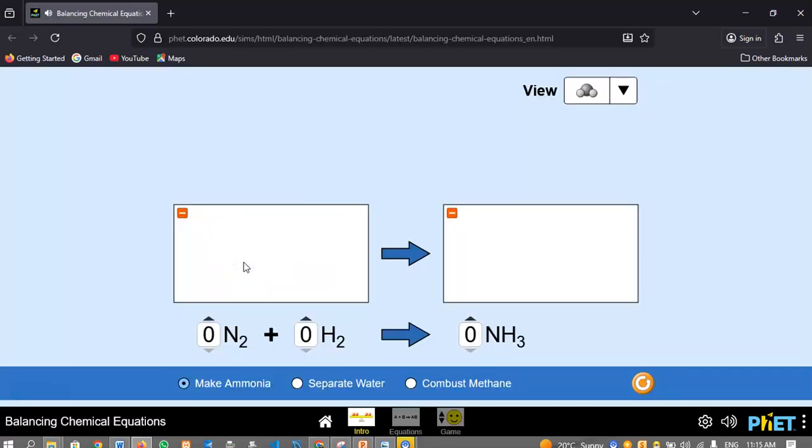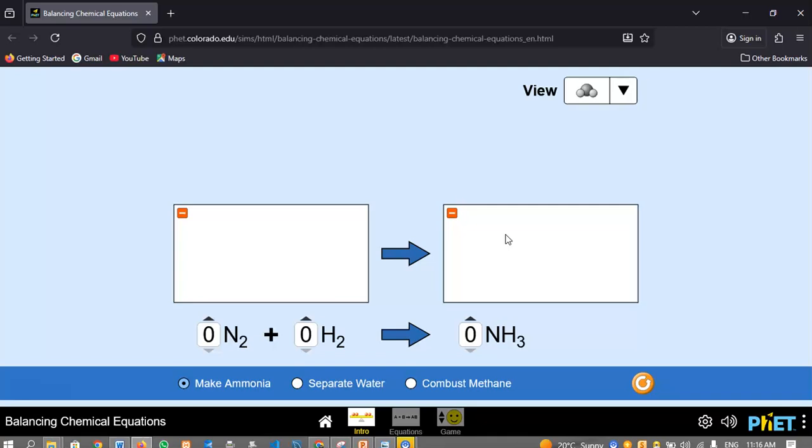So when I press introduction, I'm seeing my equations. The reactants are arranged on the left hand side, and the products are arranged on the right hand side. When we are balancing the equation using this software, we have to balance the atoms, as we have seen before: to balance the equation, we have to balance atoms on both sides.